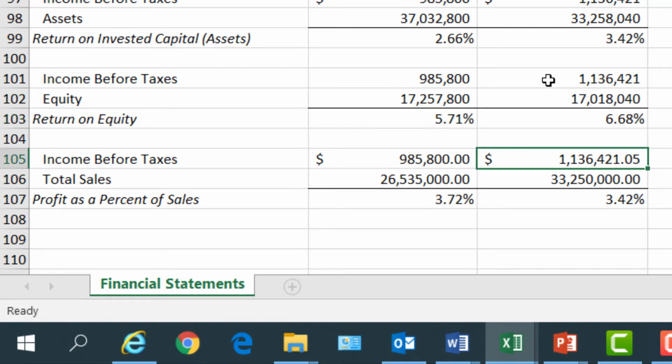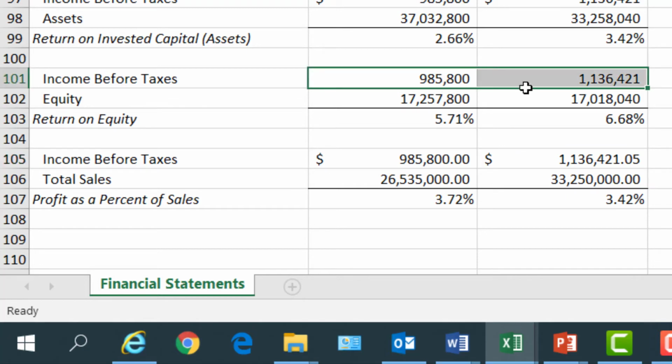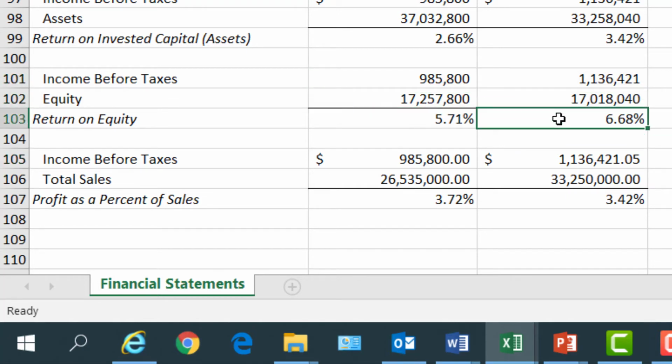Let's take a look at the second year and see what's happened. Our income went up and our equity went down, which means that we made more income with less equity, right? So if income's going up and equity is going down, you're doing more with less. And so we went from a 5.71% to a 6.68%. Hey, that's almost a 1% gain. That's pretty sweet, y'all. I like seeing that. So we managed to improve this. So if your income stays the same and the equity drops, this number is going to improve. If the equity stays the same and the income goes up, this number is going to improve.